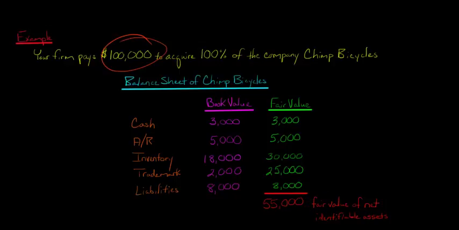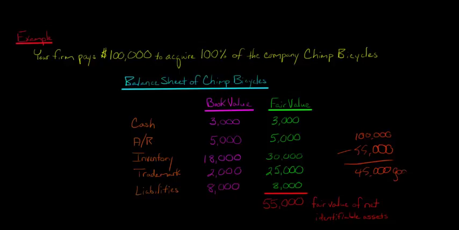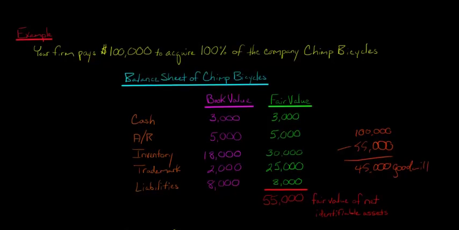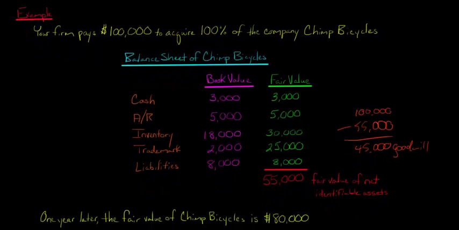And we're paying $100,000 to acquire this firm. So we take the $100,000 and then we subtract $55,000. That gives us $45,000 of goodwill. Okay, so we have $45,000 of goodwill. Now the question is, how do we impair it if something changes?